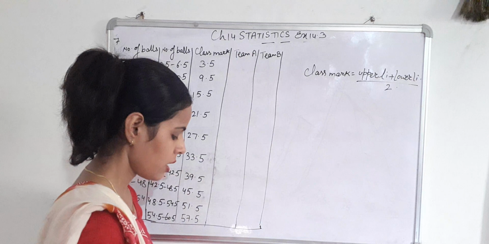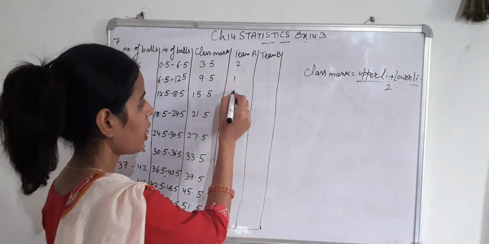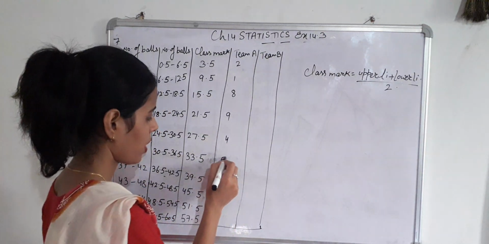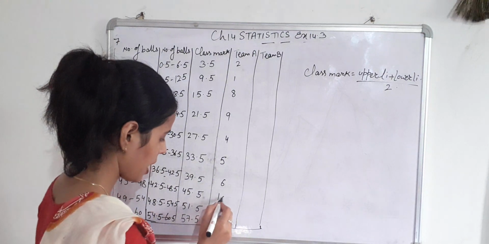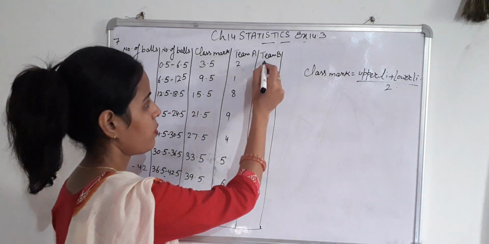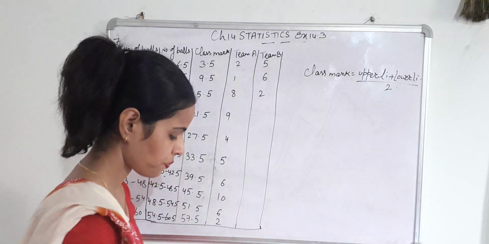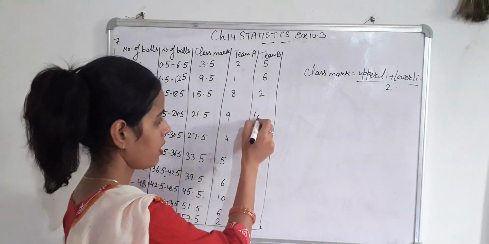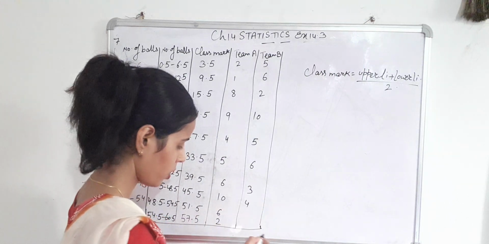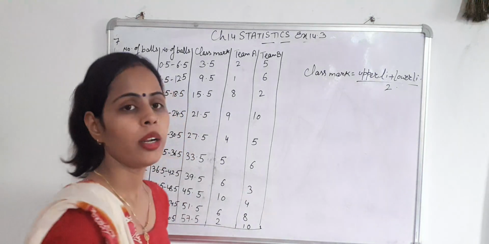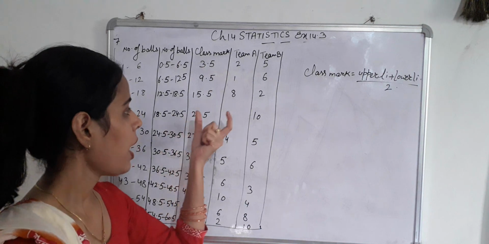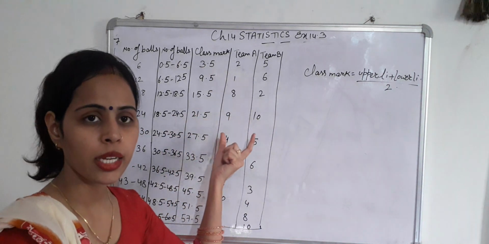Frequency for team A is 2, 1, 8, 9, 4, 5, 6, 10, 6, 2. Frequency for team B is 5, 6, 2, 10, 5, 6, 3, 4, 8 and 10. Now draw the frequency polygon with the help of class mark and frequency of our given team A and team B.